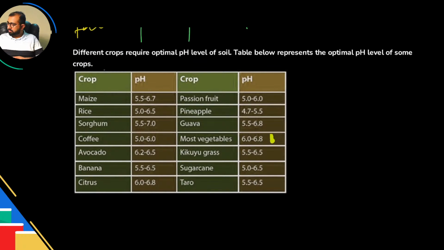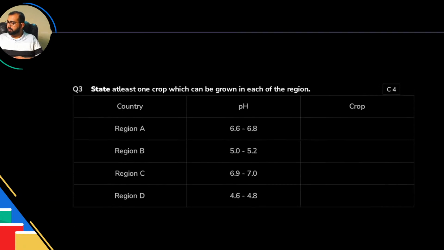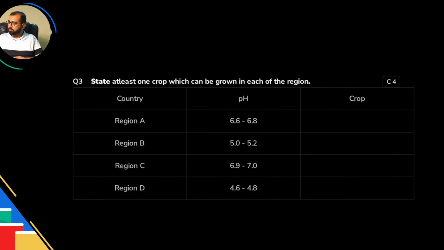We could do this. Most vegetables, guava, rice. No wait, 6.6, this won't work. Citrus. Yep. So guava, vegetable, citrus. Just mention any one of them. So guava or citrus.